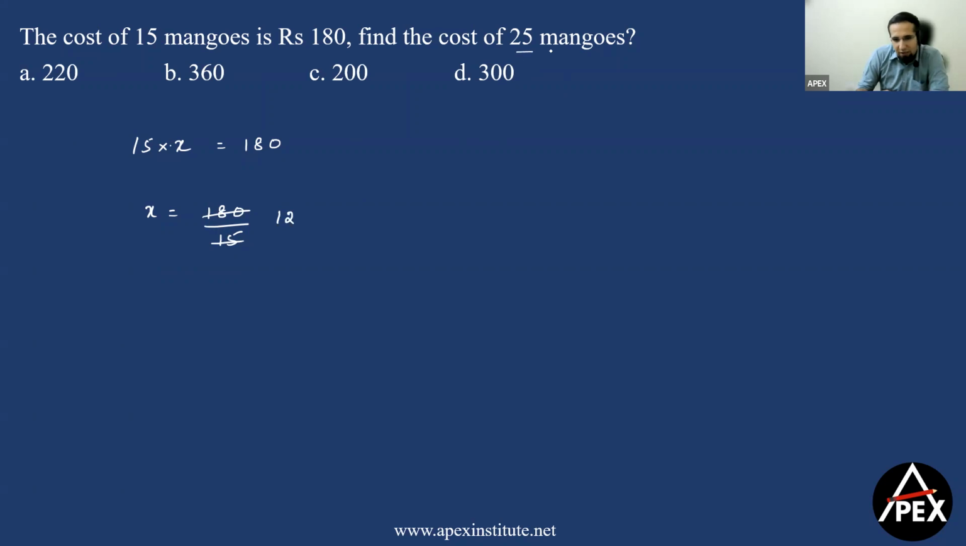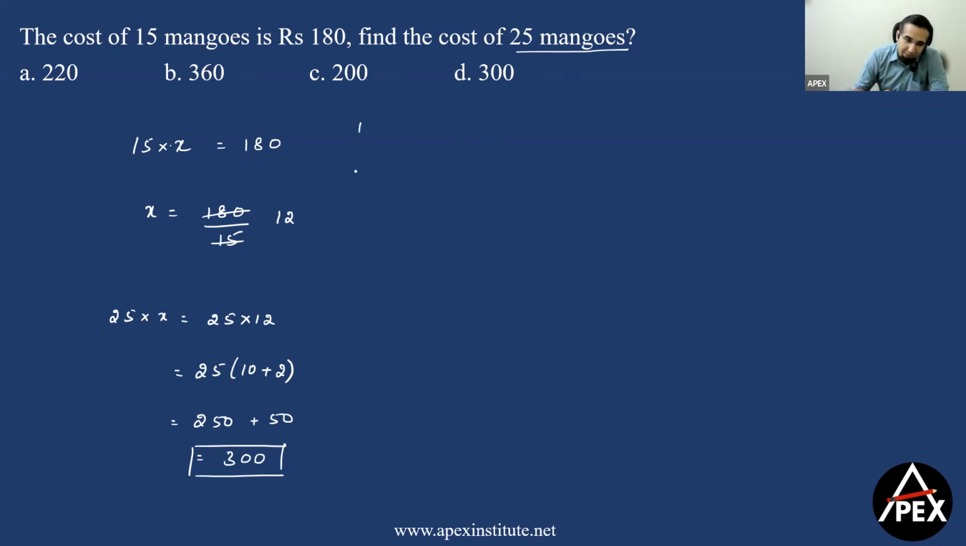Now the question is asking us the cost of 25 mangoes. So that is 25 into X, which will be 25 into 12. Now 12 can be written as 10 plus 2. So 25 into 10 plus 2, which will be how much, guys? That is 250 plus 50. And therefore the final value here becomes 300. Clear? This is a mathematical approach.